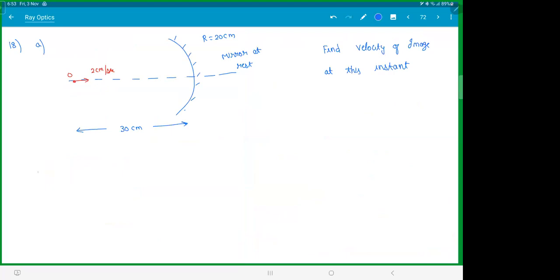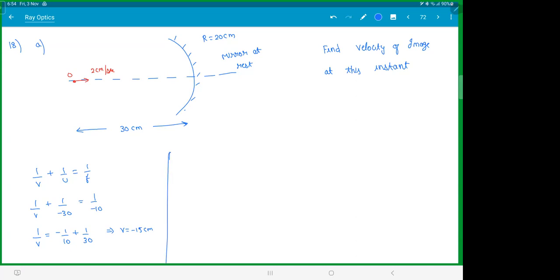So first thing, 1 by v, 1 by u is 1 by f. First, we have to calculate this. u is minus 30. f is minus 10. Be careful with the sign. You mess up one sign and the whole thing goes for a toss. Even sometimes I myself goof up, so be careful. 1 by 30. How much is this? Minus 3 by 30. v is minus 15.